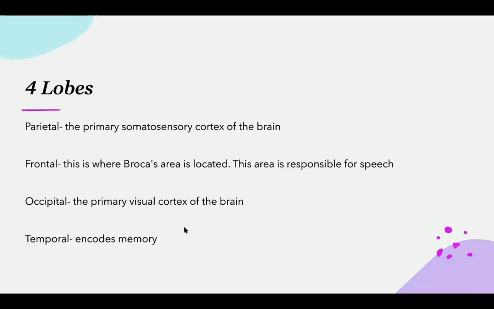The occipital lobe is the primary visual cortex of the brain, so it helps understand and see your vision. The temporal lobe encodes memory and helps bring those back up.